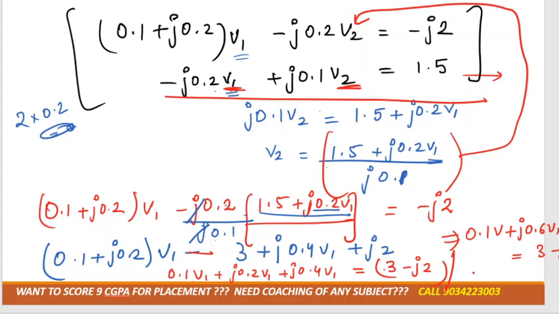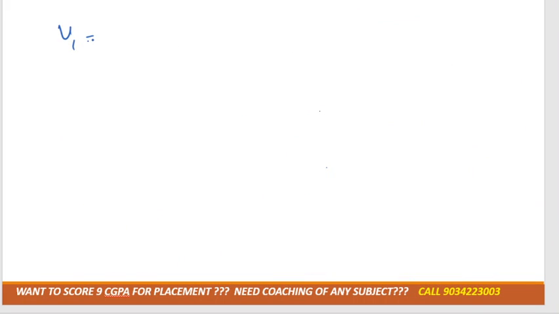So further, if we solve it, V1 we can take common. 0.1 plus j0.6 is equal to 3 minus j2, right? Now V1 is how much? That is 3 minus j2 divided by 0.1 plus j0.6. Yes or no? Then you need to solve it. Yeah, do it in the polar form.